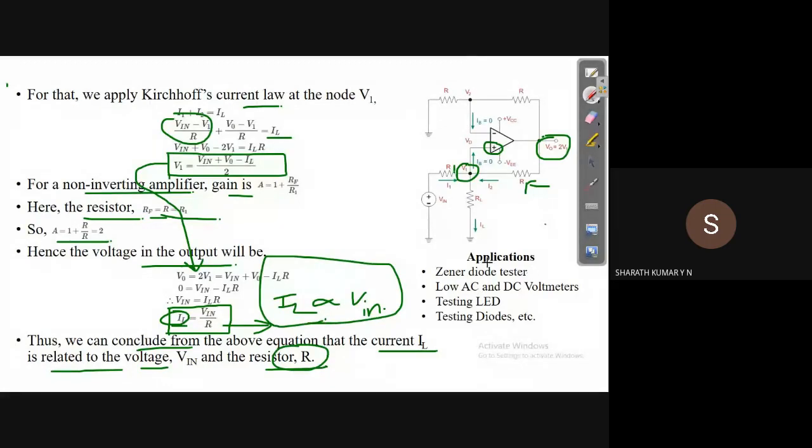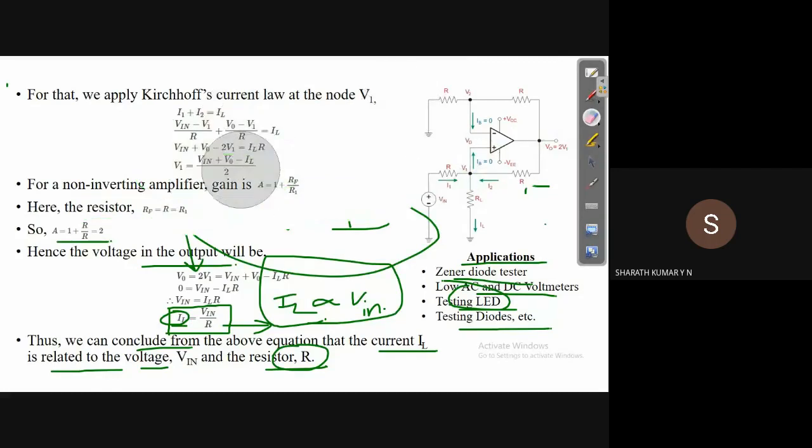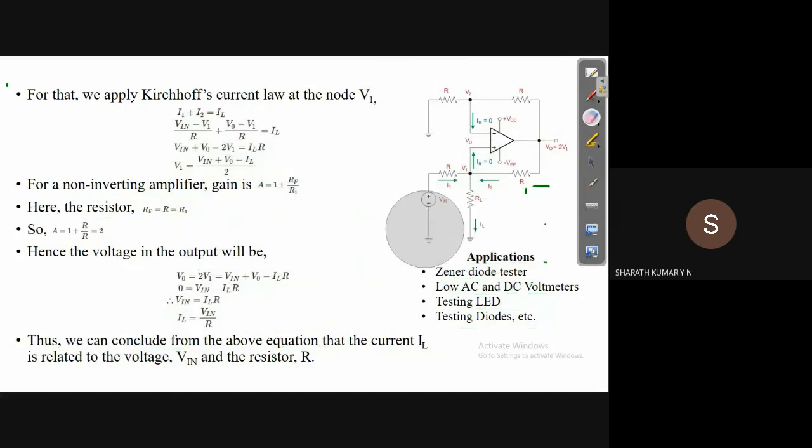Applications of this voltage to current converter are Zener diode tester, low AC and DC voltmeters, testing LEDs, light emitting diodes, testing diodes, etc. Especially for an LED, we have to test using a very low DC current, so we go for a voltage to current conversion. Wherever the current is the parameter to be applied, we go for a voltage to current converter.